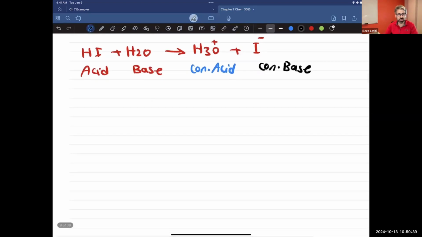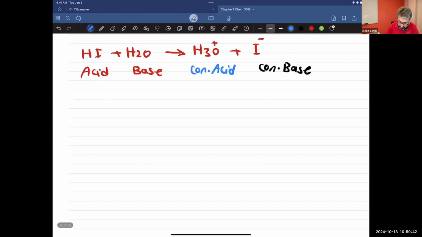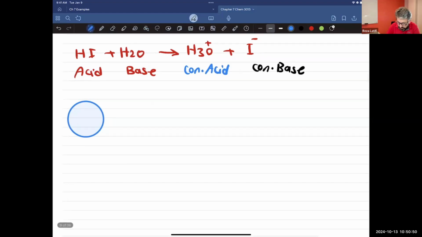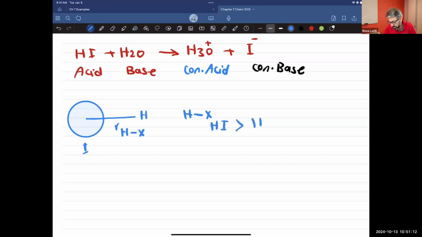Okay, two reasons HI will be the strongest acid. First reason, iodine is going to be the biggest element. When you attach it to hydrogen, if this one is iodide, it will have the biggest HX bond. The HX bond will be the biggest for HI, and then HBr, and then HCl, and then HF.